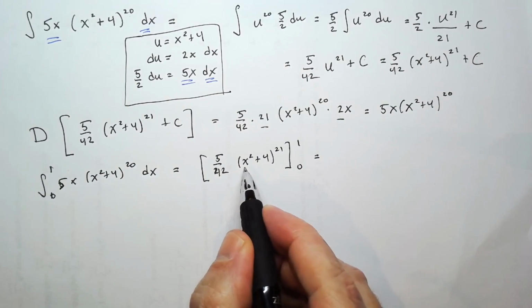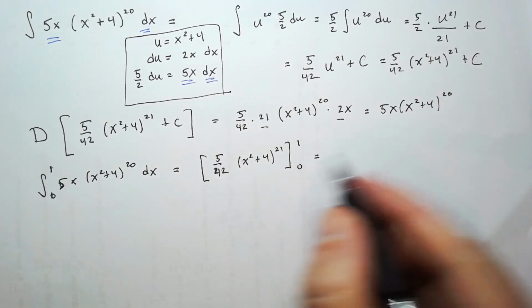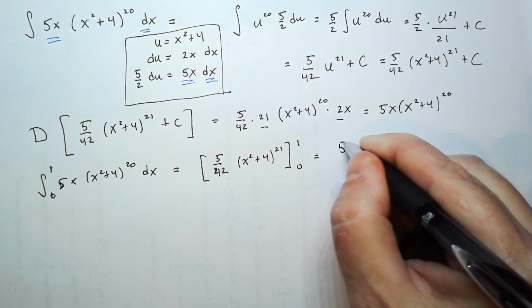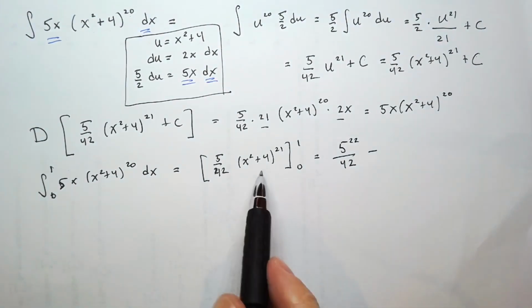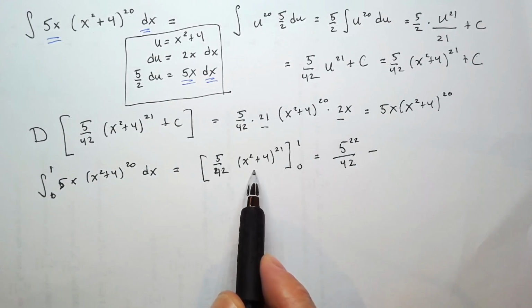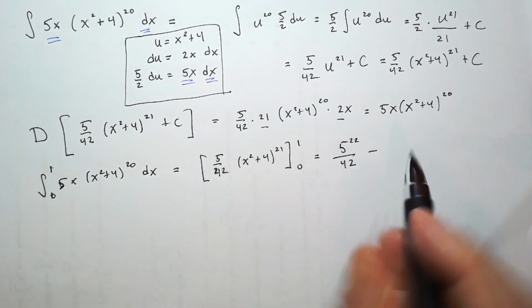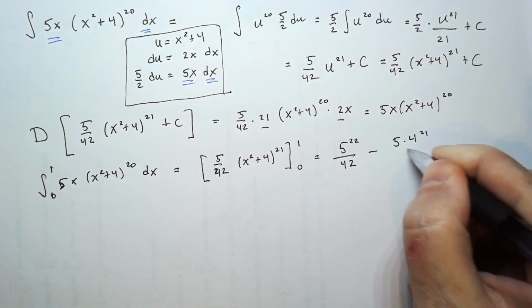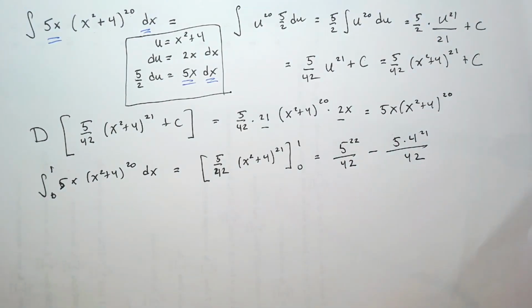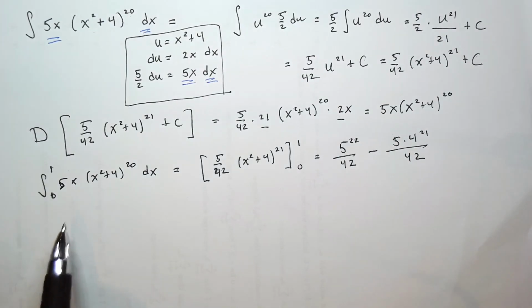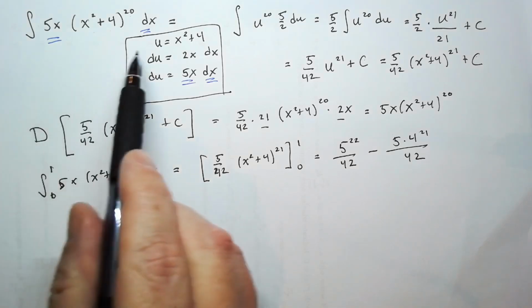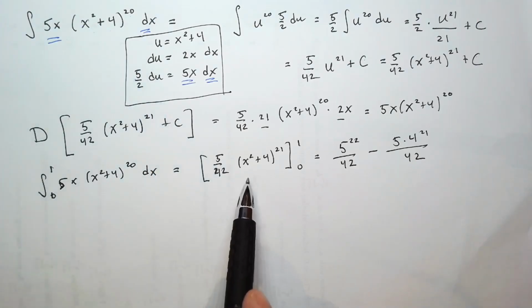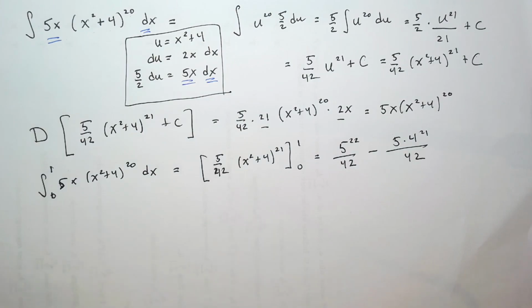And when I plug in 1, I get 1 squared plus 4 is 5, 5 to the 21st power, so I guess I'll have 5 to the 22nd power, rather large number, divided by 42, minus, then when I plug in x equals 0, I get 4 to the 21st power times 5, divided by 42, and that's going to be my answer. This is usually the safest way to work out a definite integral when you need to substitute. Work out the corresponding indefinite integral first, and then just use that antiderivative that you get with the fundamental theorem of calculus. We could have done this a different way, though.